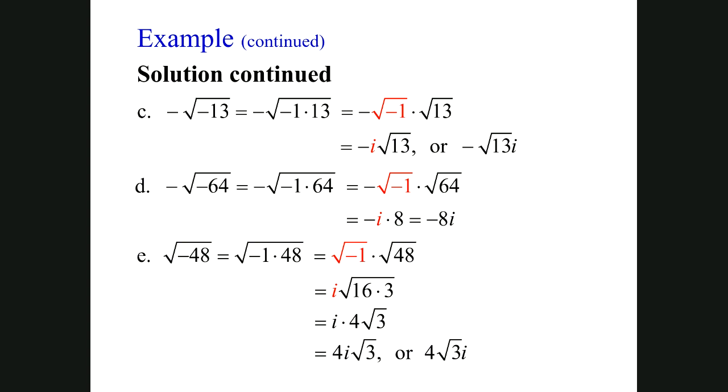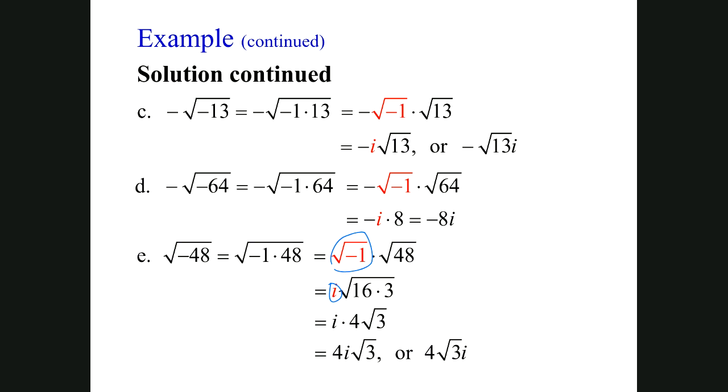Not so quick and easy is something like this one right here, okay? If you have a square root of -48, what happens? Well, we're going to have a square root of -1 and square root of 48, right? And square root of -1, we know is i. But now this one is not a perfect square. 48 is not a perfect square. So what do we do? Well, we have to separate.